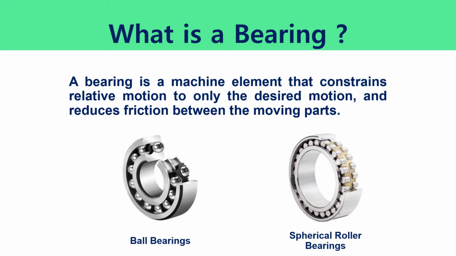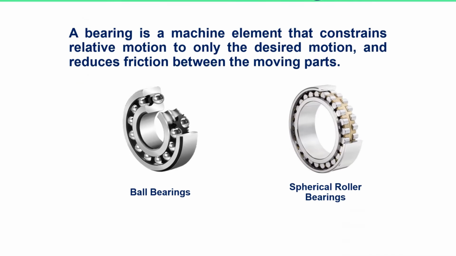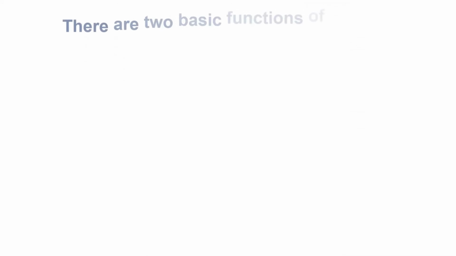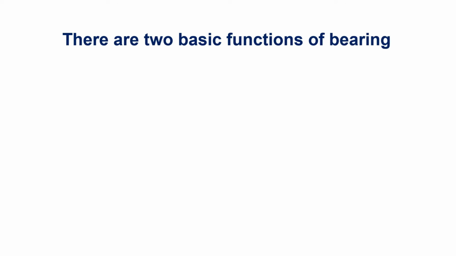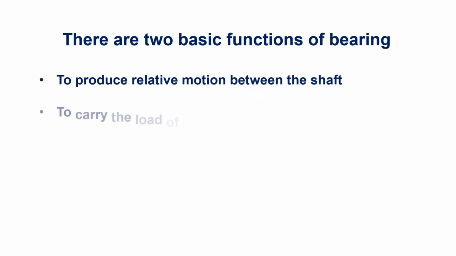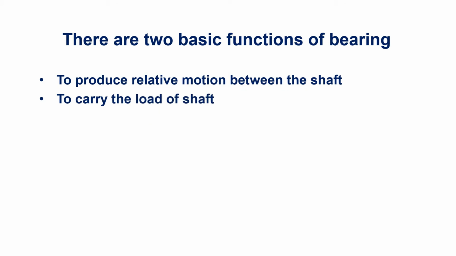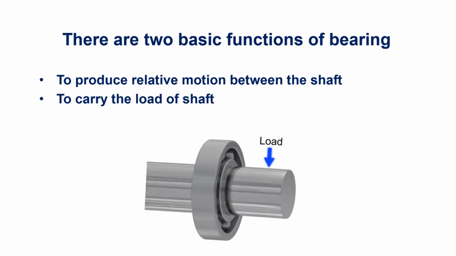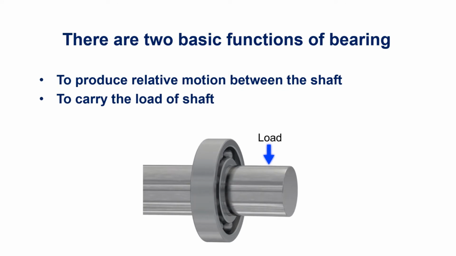Now here comes the question of why we use bearings. There are two basic functions of a bearing: to produce relative motion between the shaft, and to carry the load of the shaft. Like this example given below, the bearing is producing motion as well as carrying the load of the shaft.